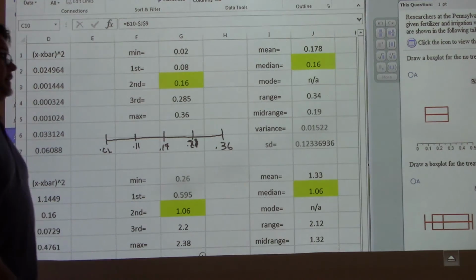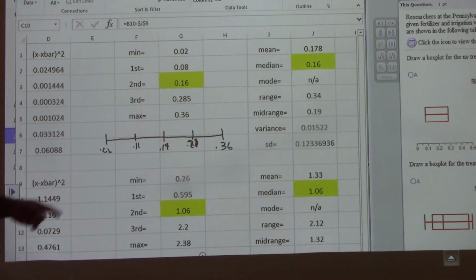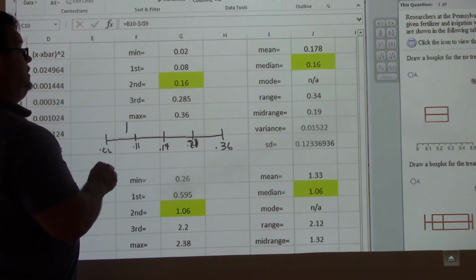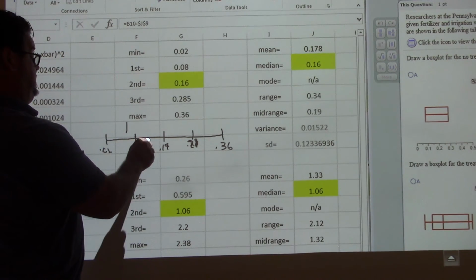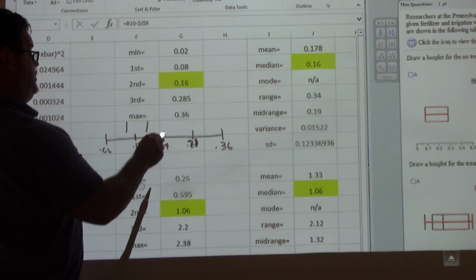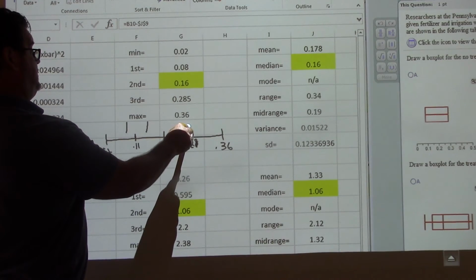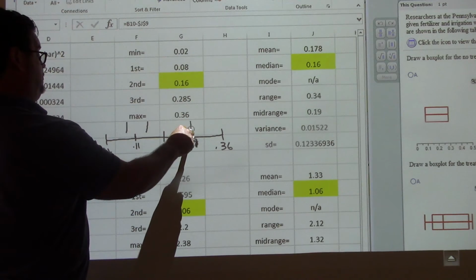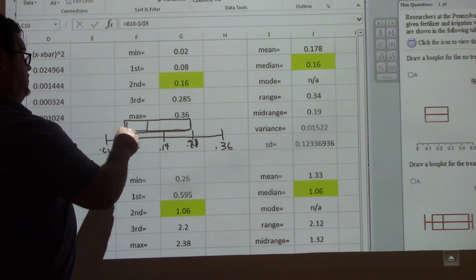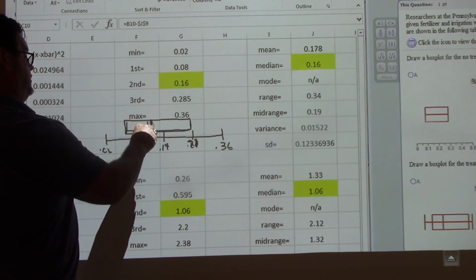Just make a number line. Now, where is our 0.08? It's down here. 0.16 is right about here. And 0.285 is right here. You might have the middle right about here.